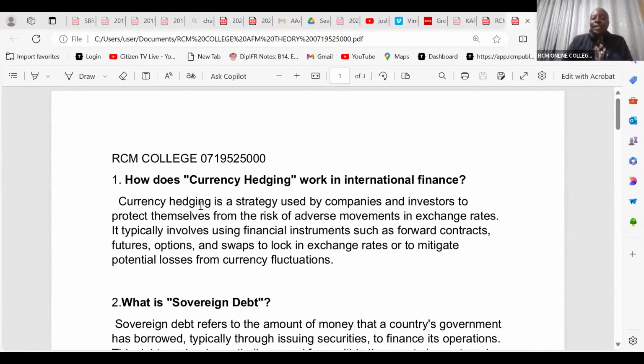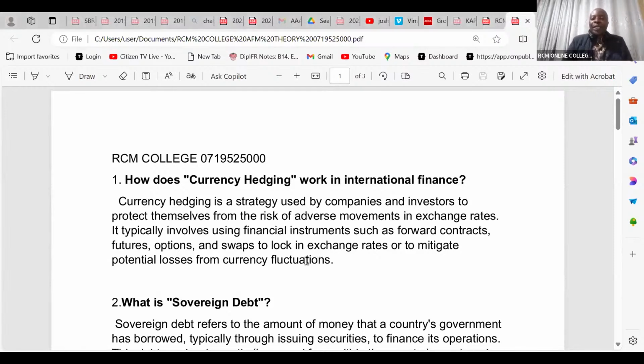So how does currency hedging work in international finance? Currency hedging is a strategy used by companies and investors to protect themselves from the risk of adverse movements in exchange rates. It typically involves using financial instruments such as forward contracts, futures, options, and swaps to lock in exchange rates or to mitigate potential losses from currency fluctuations.